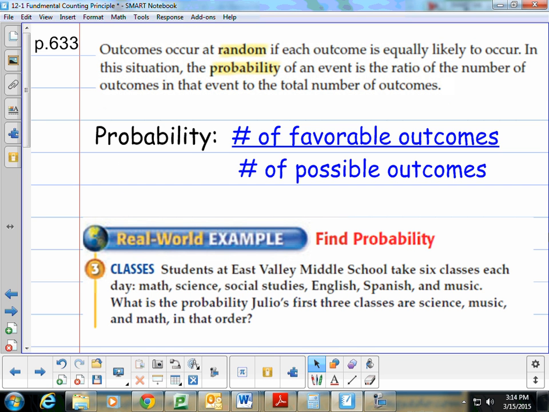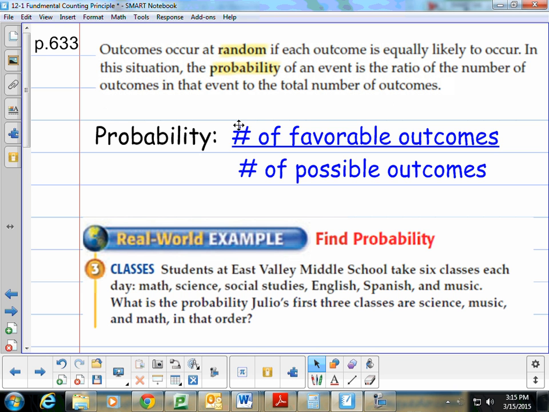So another topic we're going to cover today is probability. Outcomes occur at random if each outcome is equally likely to occur. In this situation, the probability of an event is the ratio of the number of outcomes in that event to the total number of outcomes.